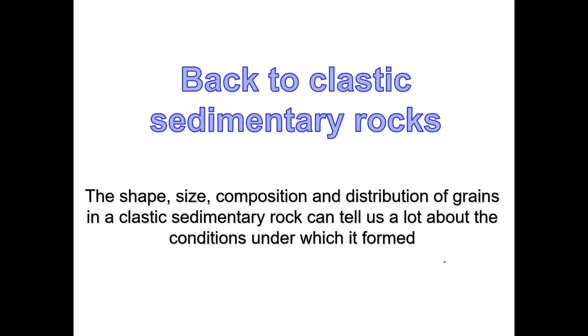Okay. Now let's go back to clastic sedimentary rocks. They're kind of the main form of sedimentary rocks, and there's a lot more to say about them. So we want to start to look at the shape, size, composition, and distribution of grains in these clastic sedimentary rocks, and look at what they can tell us about the conditions under which they formed. Looking really closely at the specifics and details about the grains can really tell us a lot about how the rock formed and the conditions under which it formed.